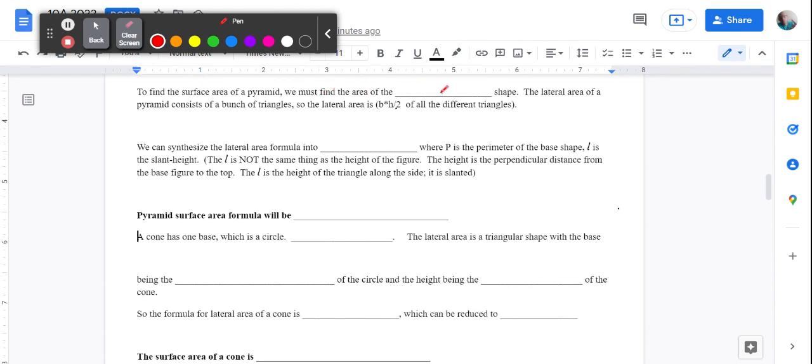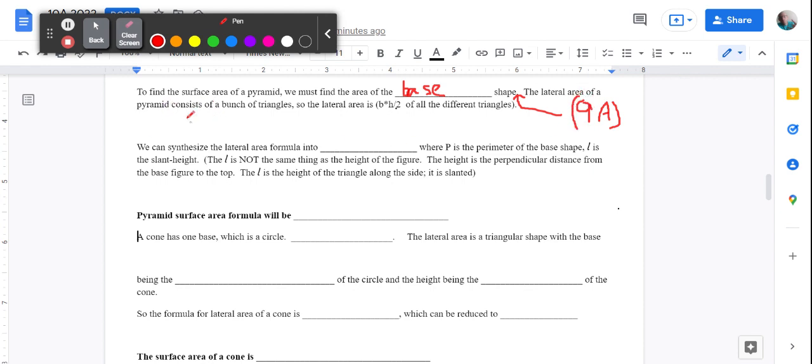So if we're going to find the surface area of the pyramid, we have to first find the area of the base shape. The base shape could be any kind of polygon: triangle, rectangle, square, pentagon, hexagon, you name it. So we have to find the area of the base shape, which again, go back to our 9A notes in order to figure those out if we need to.